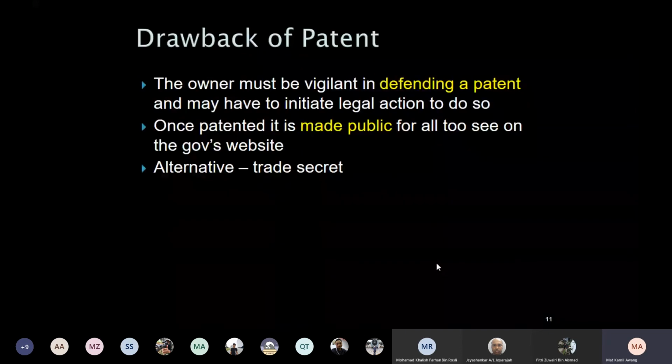The drawbacks of the patent. I personally am not for patents. I'm against patents. I'm more of a trade secret person. The drawback of a patent is this: the owner must be vigilant in defending a patent and may have to initiate legal action to do so. So you have to spend money to protect your patent. And once a patent is made public for all to see on the government website, everybody can learn from your patent.